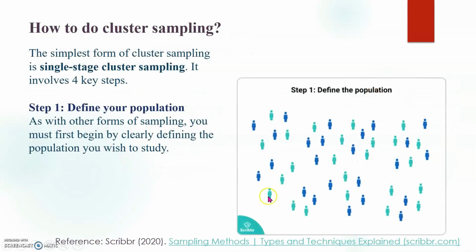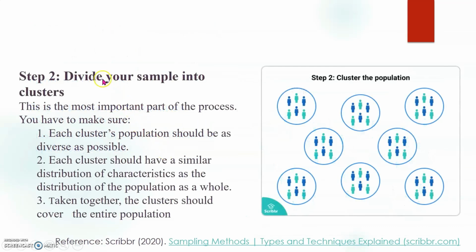So, how to do cluster sampling? The simplest form of cluster sampling is the single-stage cluster sampling. It involves 4 key steps. Step 1, of course, just like any other sampling methods, we need to define the population. So step 1 is defining the population. Step 2, divide the population now into clusters.